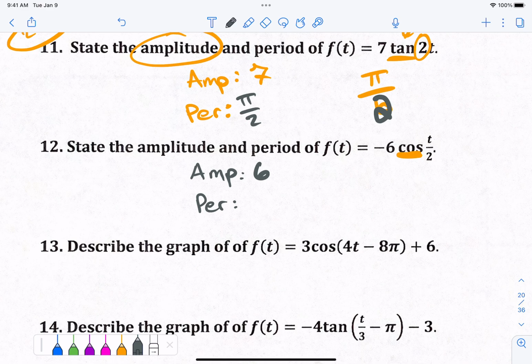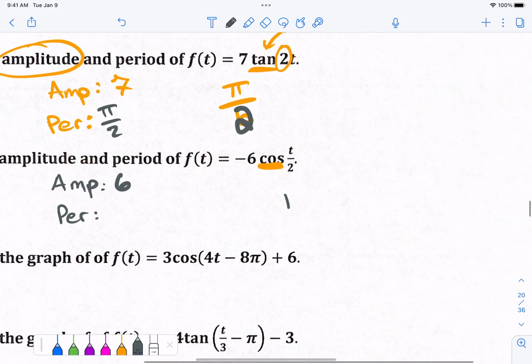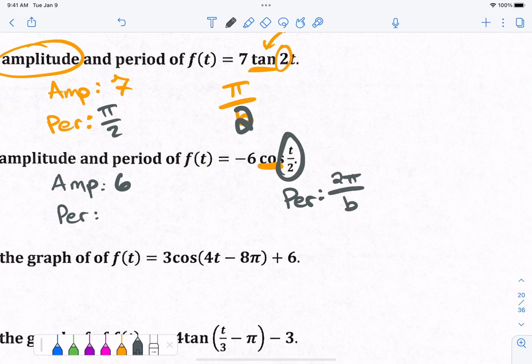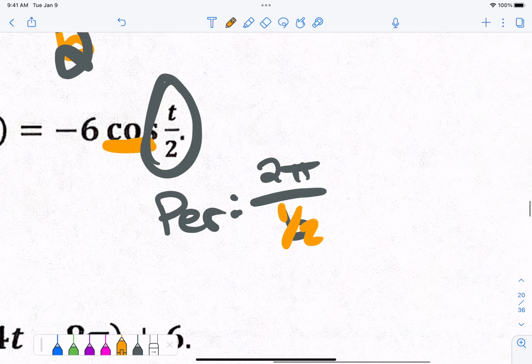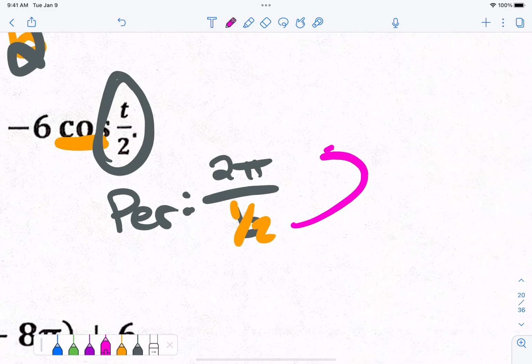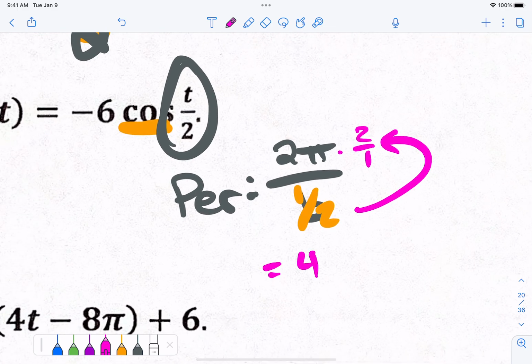Okay. Period. How do you calculate period for cosine? 2 pi over b. Now what is b here? 1/2. Now this is the tricky part, because a lot of people wonder: do we keep, flip, or multiply by 1/2? You flip it to the top, so we're going to multiply by 2 over 1. What is 2 pi times 2 over 1? 4 pi. So the new period is 4 pi.